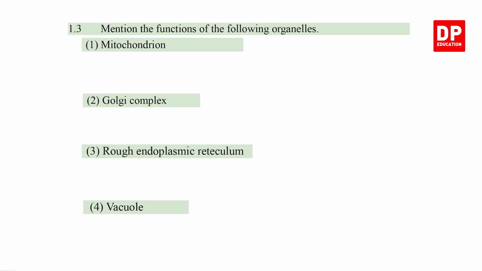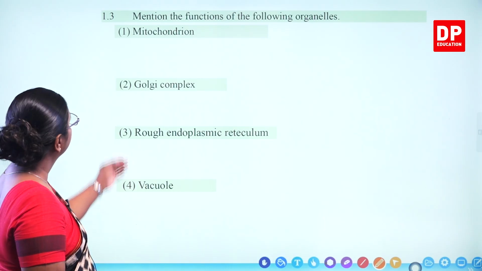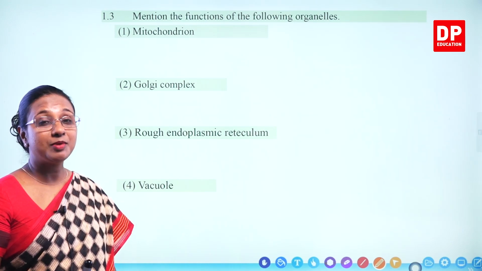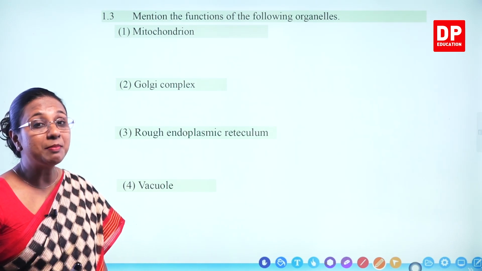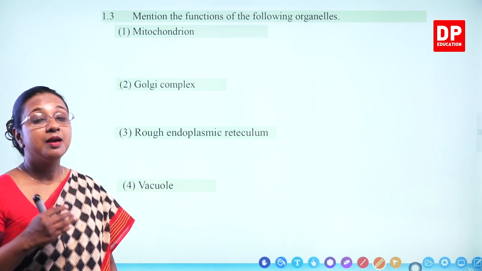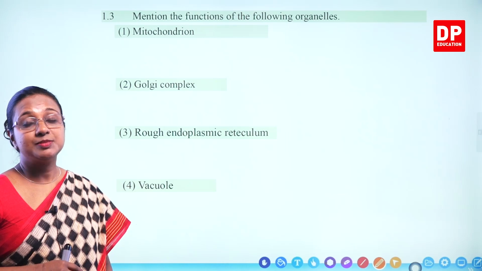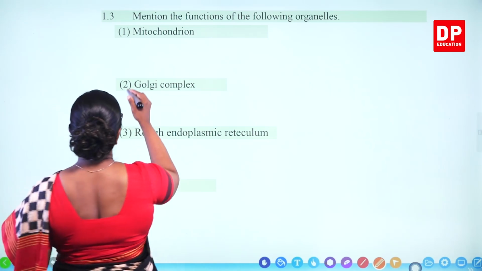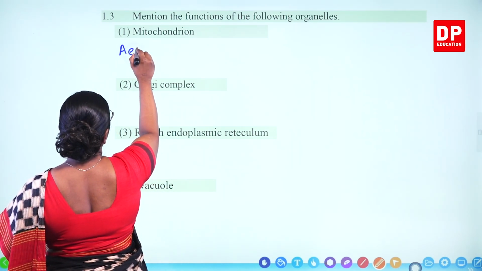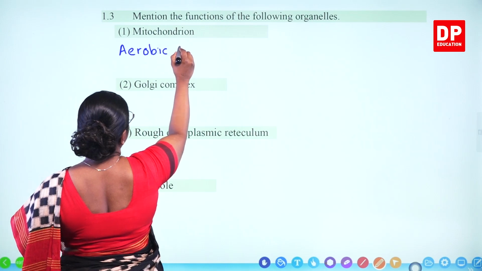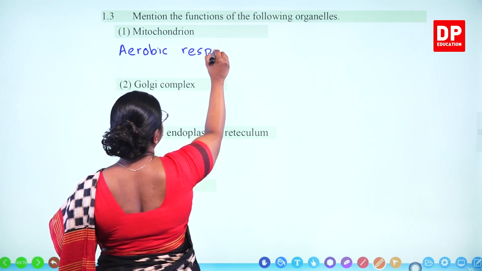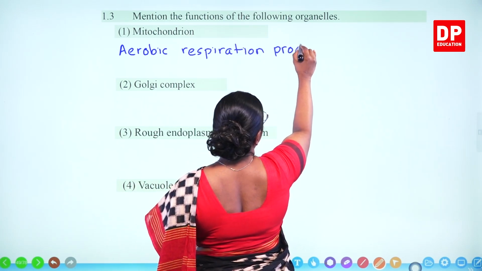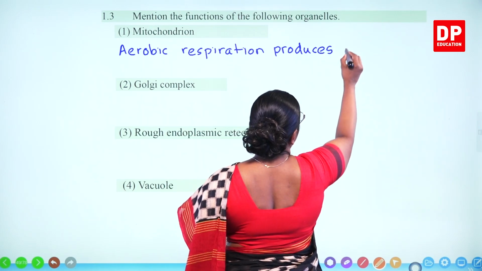Mention the functions of the following organelles. Under that, the first one is mitochondria. You know the special name of mitochondria? It's the powerhouse. Why? Because the aerobic respiration takes place in the mitochondria. So, the function is aerobic respiration. Respiration produces energy.